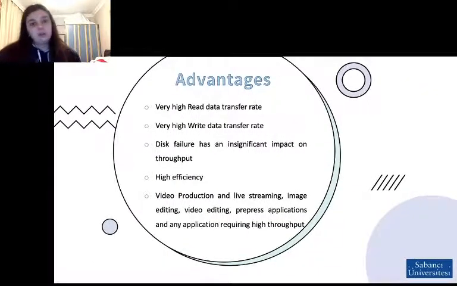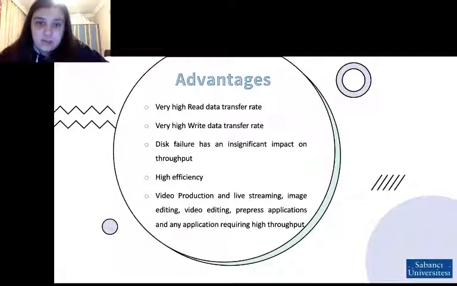Advantages of RAID 3: it has very high read data transfer rate. It has very high write data transfer rate. Disk failure has an insignificant impact on throughput. High efficiency means low ratio of ECC parity disks to data disks. Applications include video production and live streaming, image editing, video editing, press applications, and any application requiring high throughput.